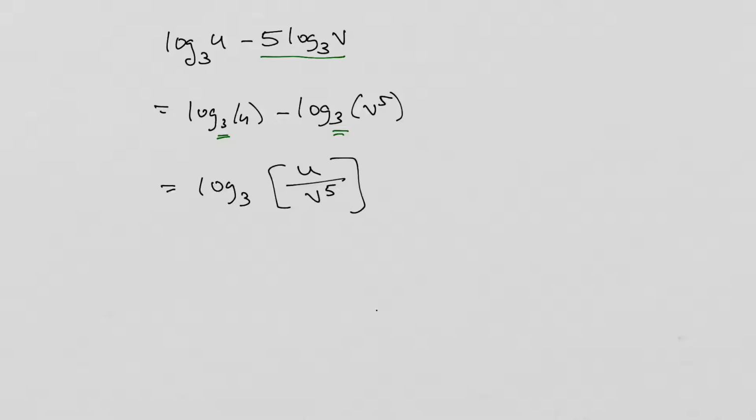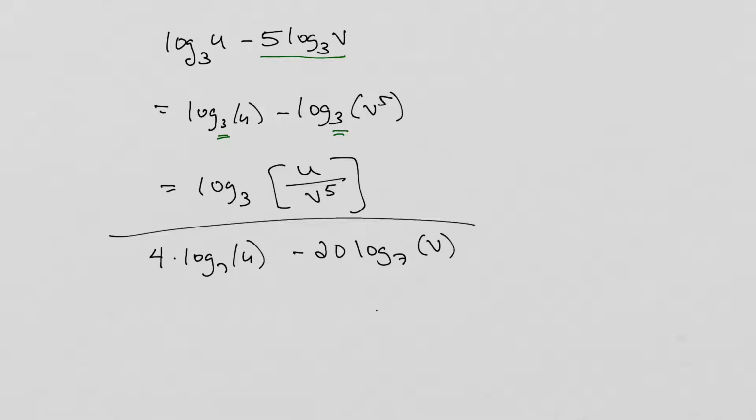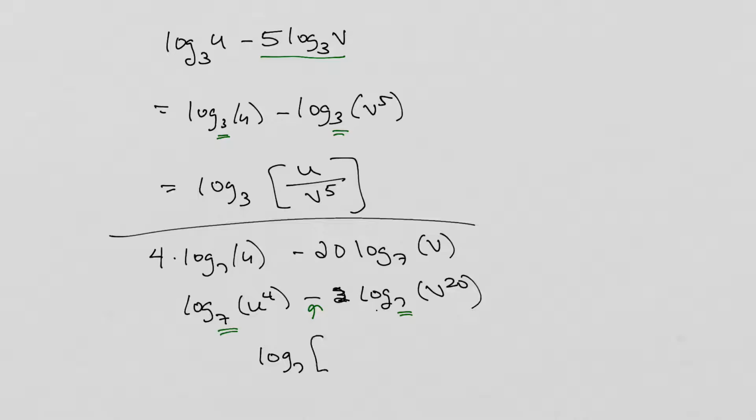What if I had this example? What about 4 times log base 7 of u minus 20 times log base 7 of v? Well, let's take those exponents inside first, so that'll be a u to the 4th, and this will be a log base 7 of v to the 20th. Then since this is a subtraction problem and they have the same base, I can combine them together into one log base 7, where it's this first term, u to the 4th, over the second term, v to the 20th. And now we've combined them together into a single log.